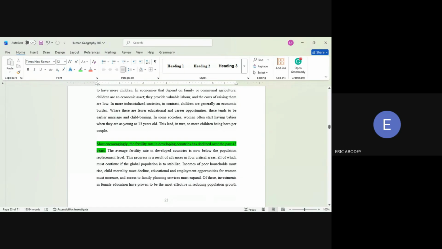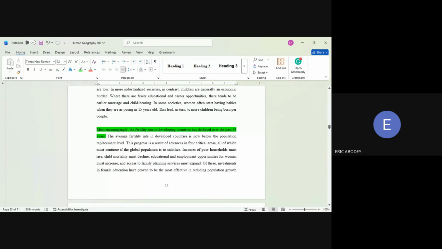Is it true? In our part of the world, they are saying that fertility rate has rather declined for the last 43 years. The average fertility rate in developing countries is now below the population replacement level. This progress is a result of advances in 4 critical areas, all of which must continue if the global population is to stabilize.